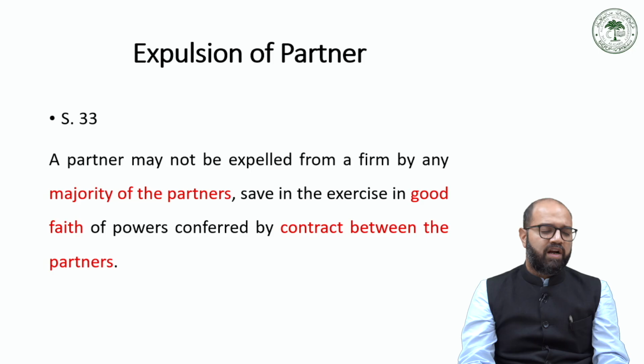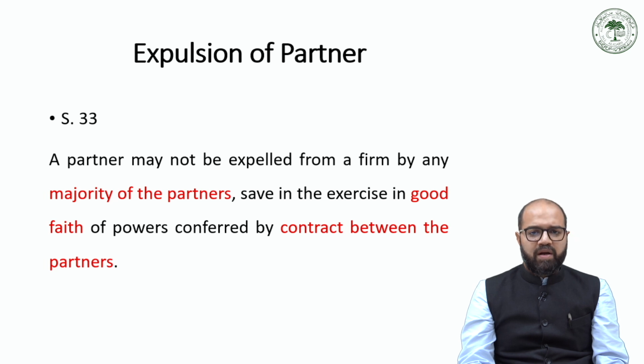Now the second mode of how a partner may exit is expulsion of a partner, which is provided under section 33. This expulsion of a partner is triggered in certain exceptional cases of very volatile disputes amongst the partners of the partnership firm. As a matter of general rule, no expulsion is possible unless a power to that effect has been conferred by the contract between the partners.